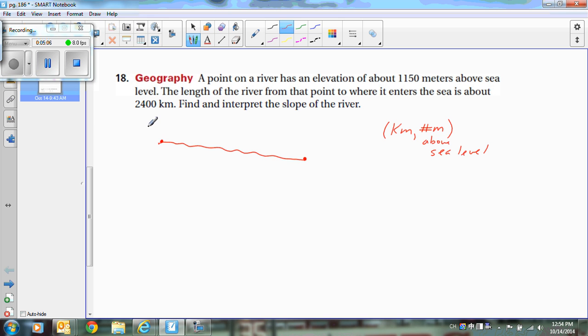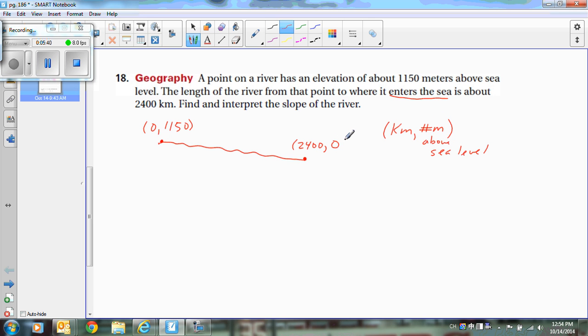At 0 kilometers, when the water has traveled 0 kilometers, it's 1,150 meters above sea level. Then it starts traveling its way to the sea, and after 2,400 kilometers, that's where it enters the sea. So where it enters the sea, that would be at sea level. How many meters above sea level would that be?